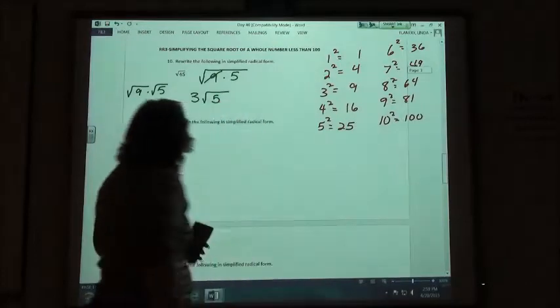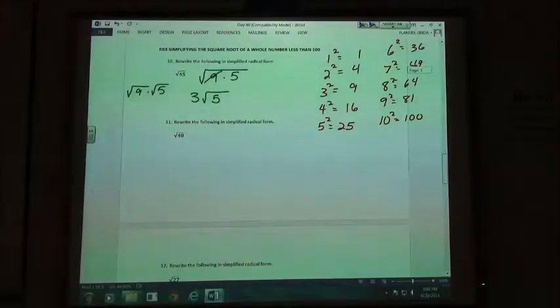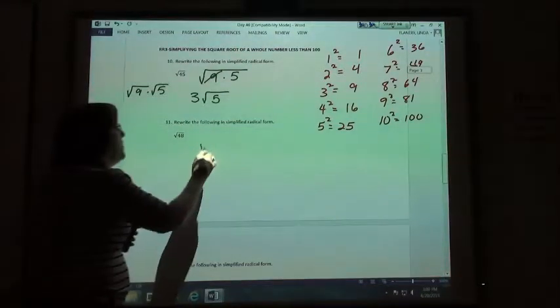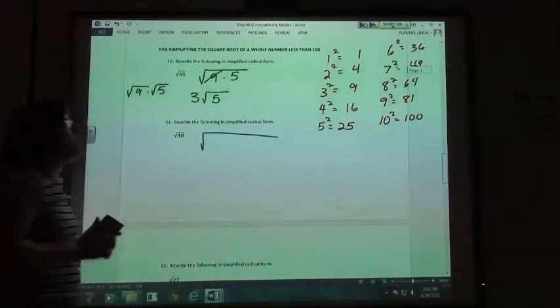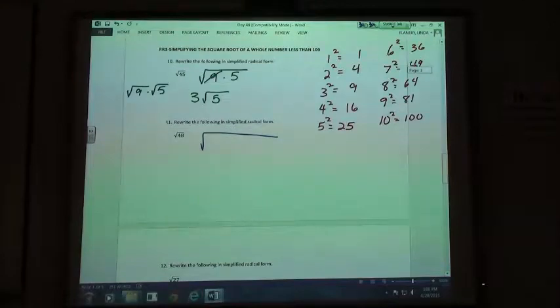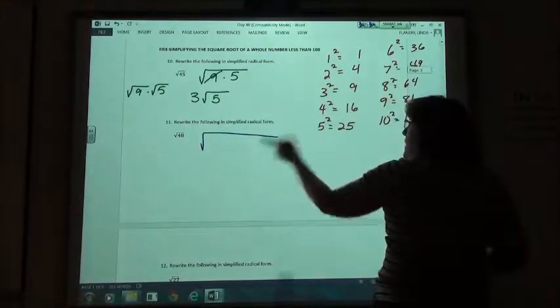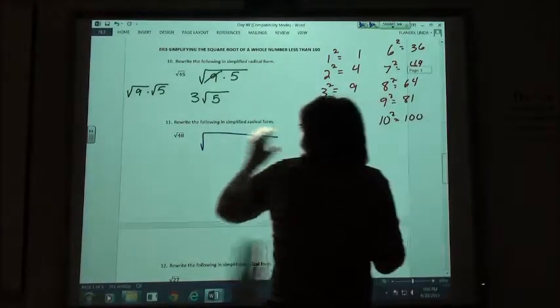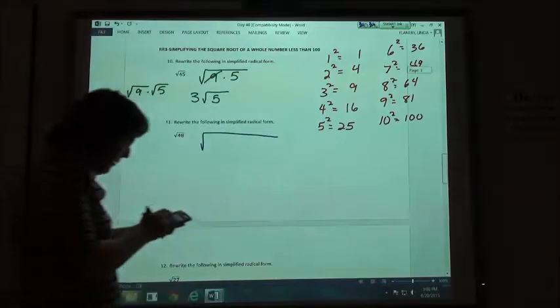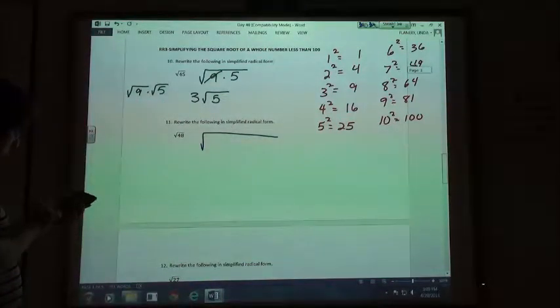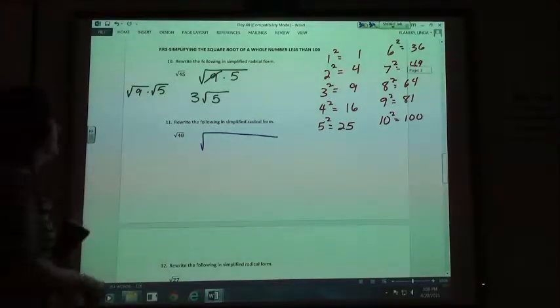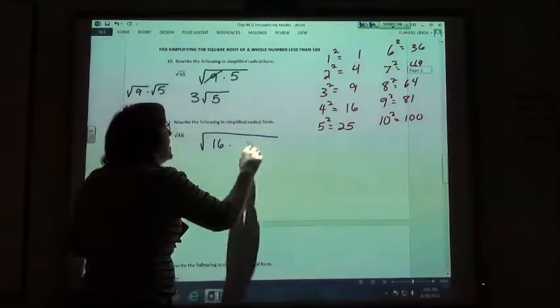Number 11. I want to rewrite the square root of 48 in simplified radical form. So I have my square root. I want to factor 48. I want to be sure I use the biggest perfect square that works. Obviously, all of these numbers are too big. 36 doesn't divide into 48. 25 doesn't divide into 48. But wait a minute, let me check 16 out. 48 divided by 16, 3 times. So I'm going to say this is 16 times 3.